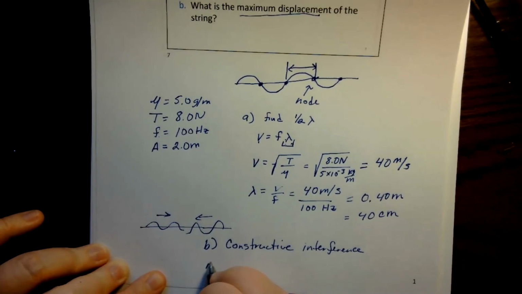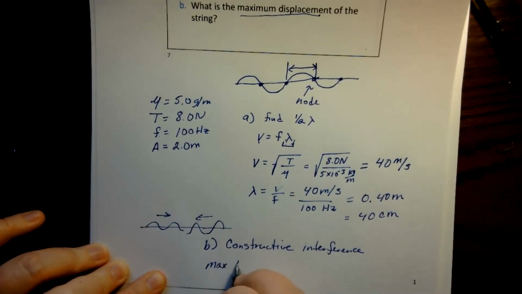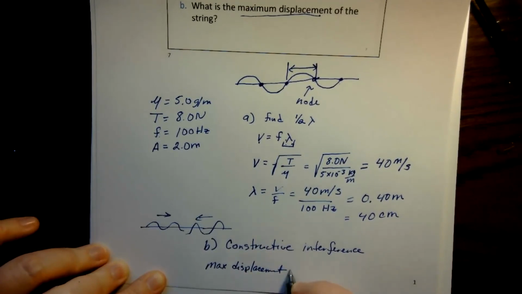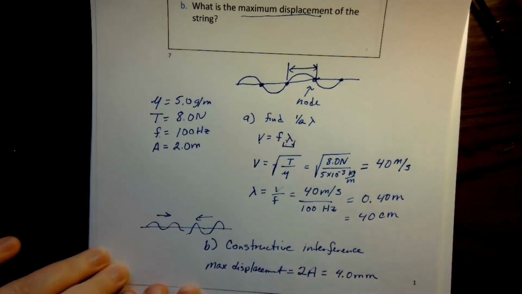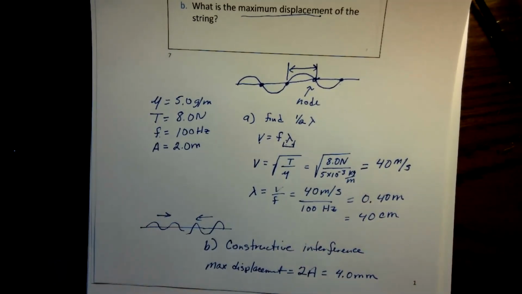So our max displacement is going to be equal to twice the amplitude. And we said our amplitude was 2 millimeters. So our max amplitude is going to be 4.0 meters because they're going to add together constructively. Okay. Any questions about this one so far?